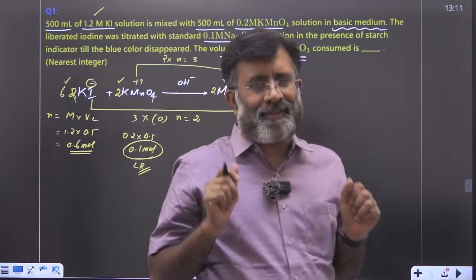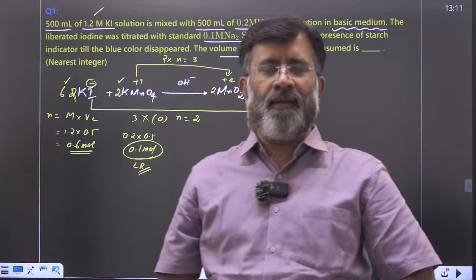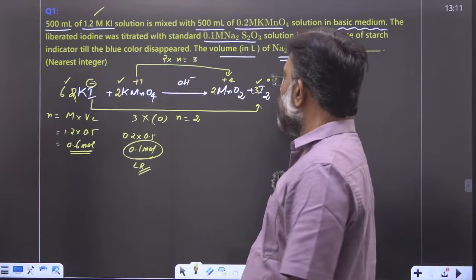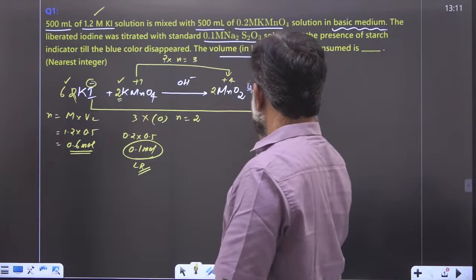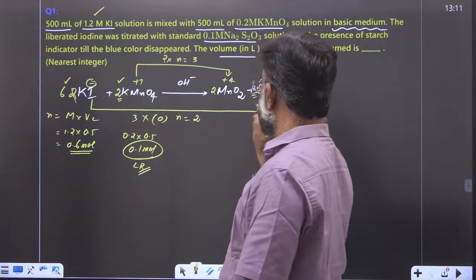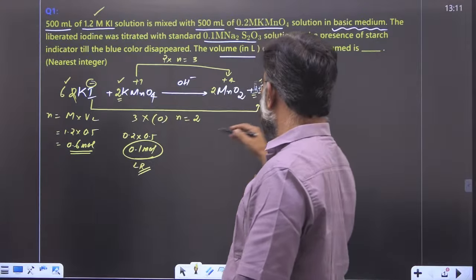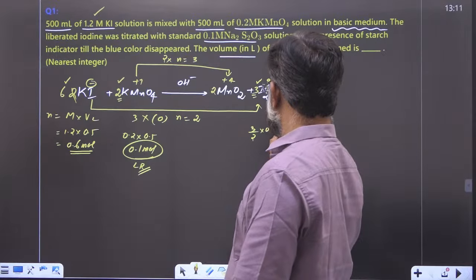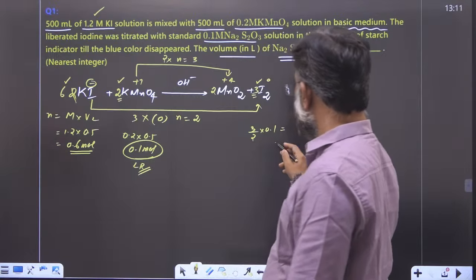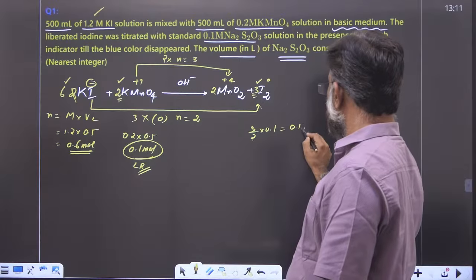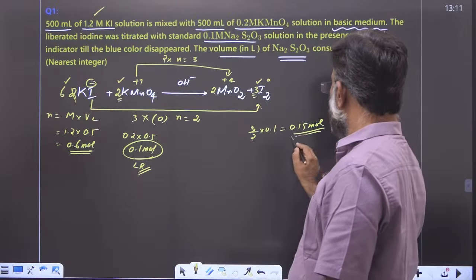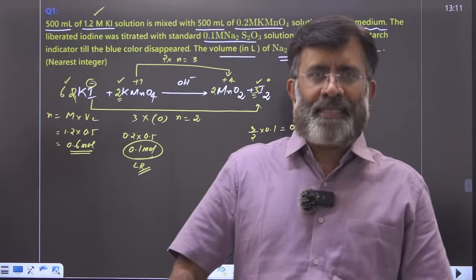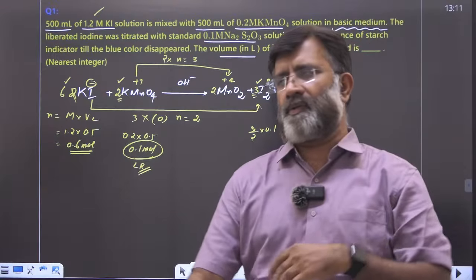So in our first step reaction of KI and permanganate, permanganate is the limiting reactant. Now, 2 mole gives 3 mole. Therefore 1 mole gives 3/2, and 0.1 mole gives 3/2 into 0.1, which is 0.15 mole. That is the iodine liberated, our first step process.